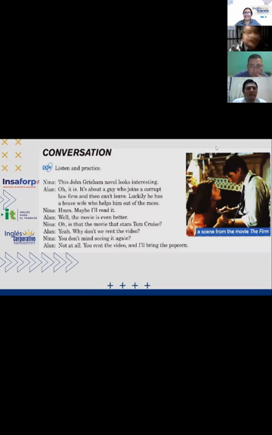Okay, so it says, this John Grisham novel looks interesting. Mm-hmm. Oh, it is. It's about a guy who joins a corrupt law firm and then can't leave. Luckily, he has a brave wife who helps him out of the mess. Maybe I'll read it. Well, the movie is even better. Oh, is that the movie that stars Tom Cruise? Oh, when he was young, of course. Because now it doesn't look like that.